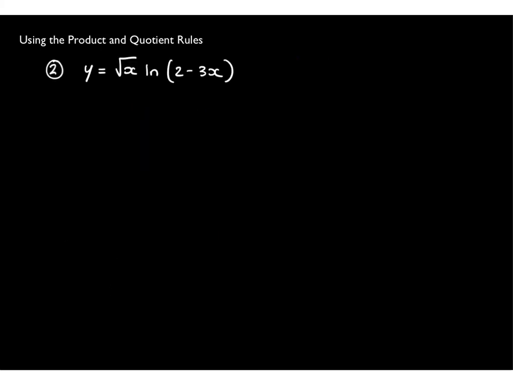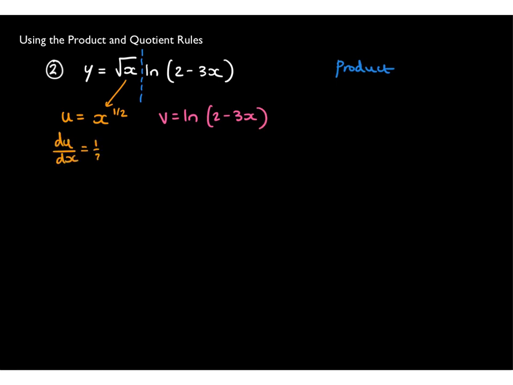Question 2, let's take a look at this. And again, hopefully you can clearly see that this is a product, so we're going to need to use the product rule again. So u is equal to the square root of x, but I'm going to rewrite that as x to the half. v is equal to ln of 2 minus 3x. Let's differentiate. du by dx is equal to a half x to the negative half. dv by dx. Now, here's where we again have to use the quick chain rule.